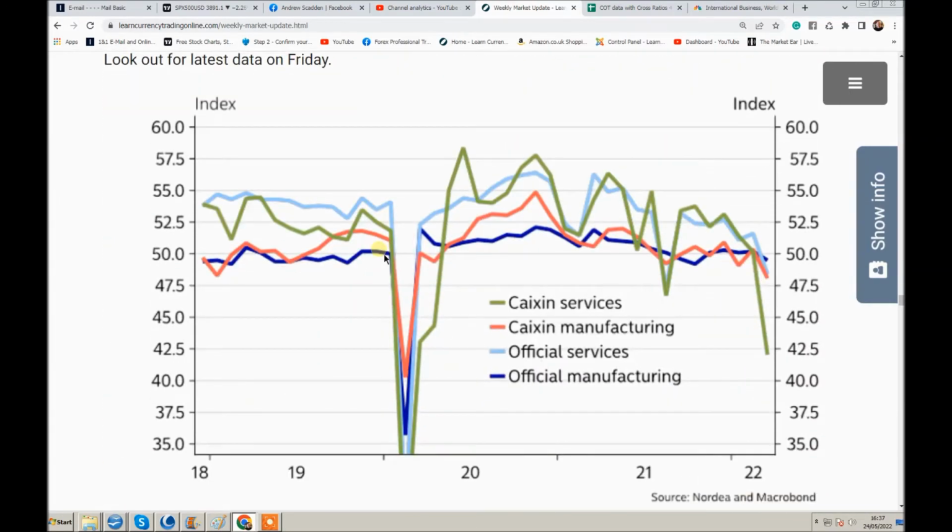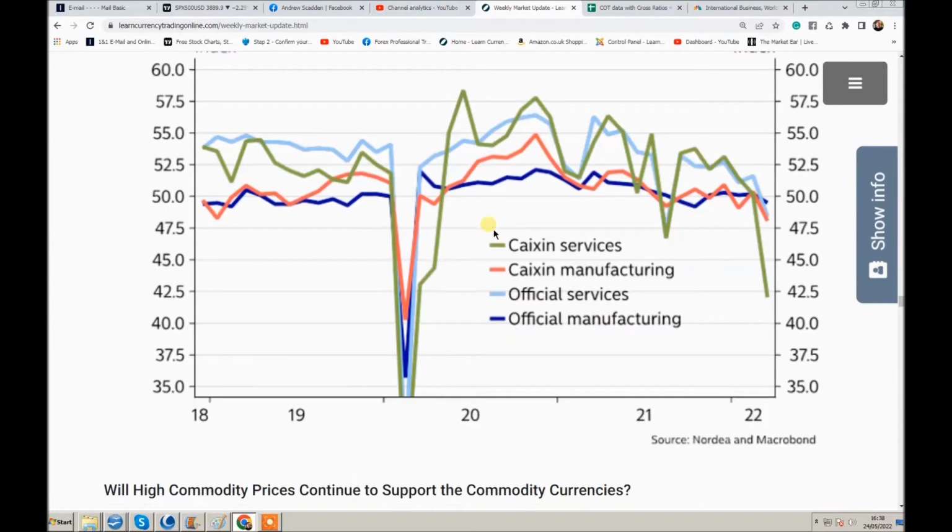China. China is the world's biggest commodity consumer. These are leading indicators of growth and they're rolling over. Okay, now in terms of China, growth was slowing before they had all the problems with the COVID lockdowns, particularly in Shanghai. China is in big trouble. Okay, and they're doing something now which is very relevant to the commodity currencies.